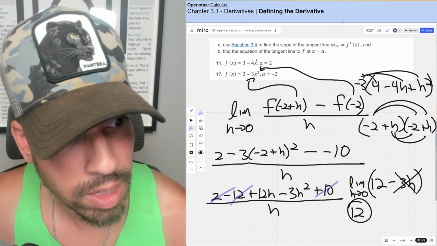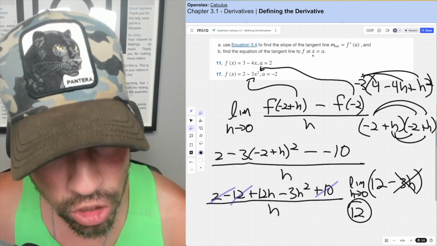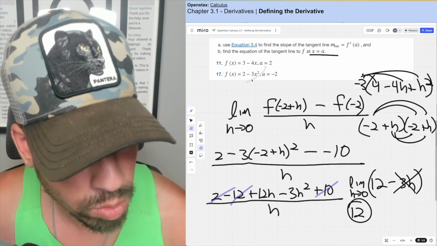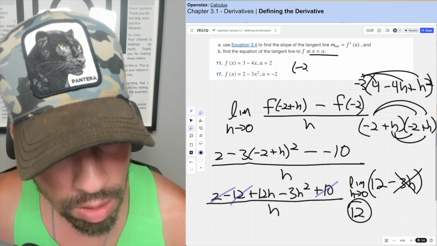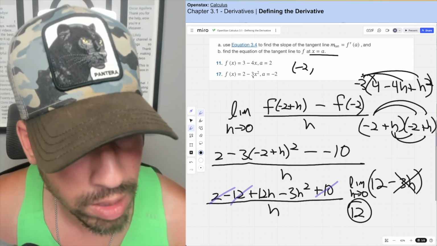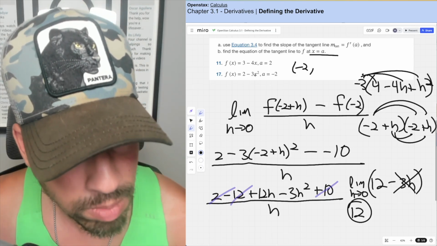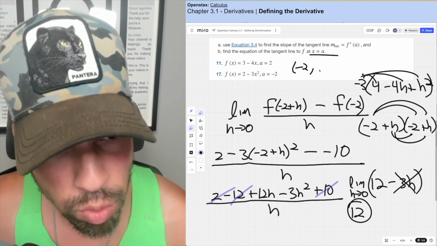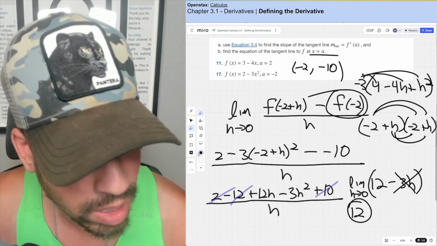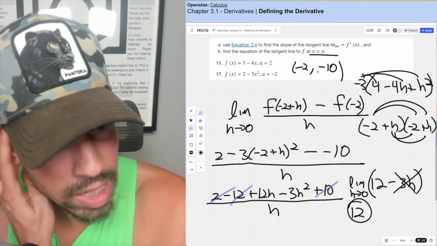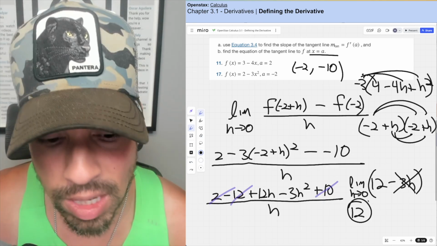Okay, and then now we need to find the equation of the tangent line at x equals a. So we're going to make some room here. Now again, my coordinate a is negative 2. That's my x value. When I plug it in, I get 4 times negative 3 is negative 12. 2 minus 12 is negative 10. That's, by the way, the same value that we got here, which is f of negative 2. And that's my point. My slope is the answer that I got here, which is 12.